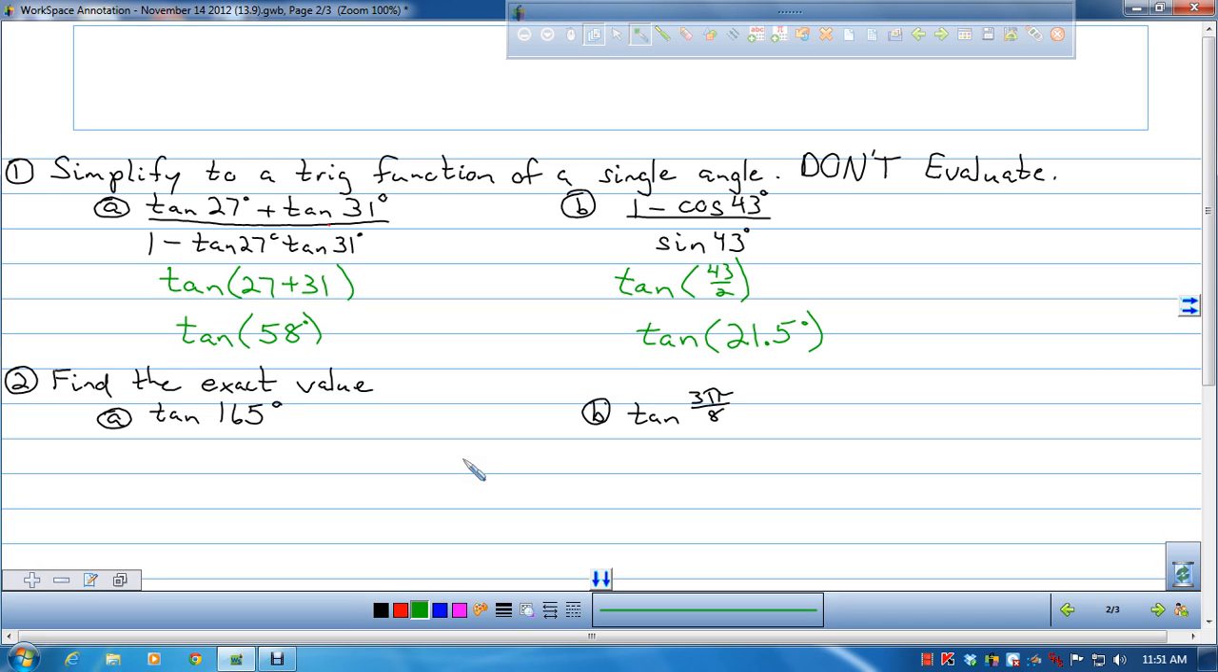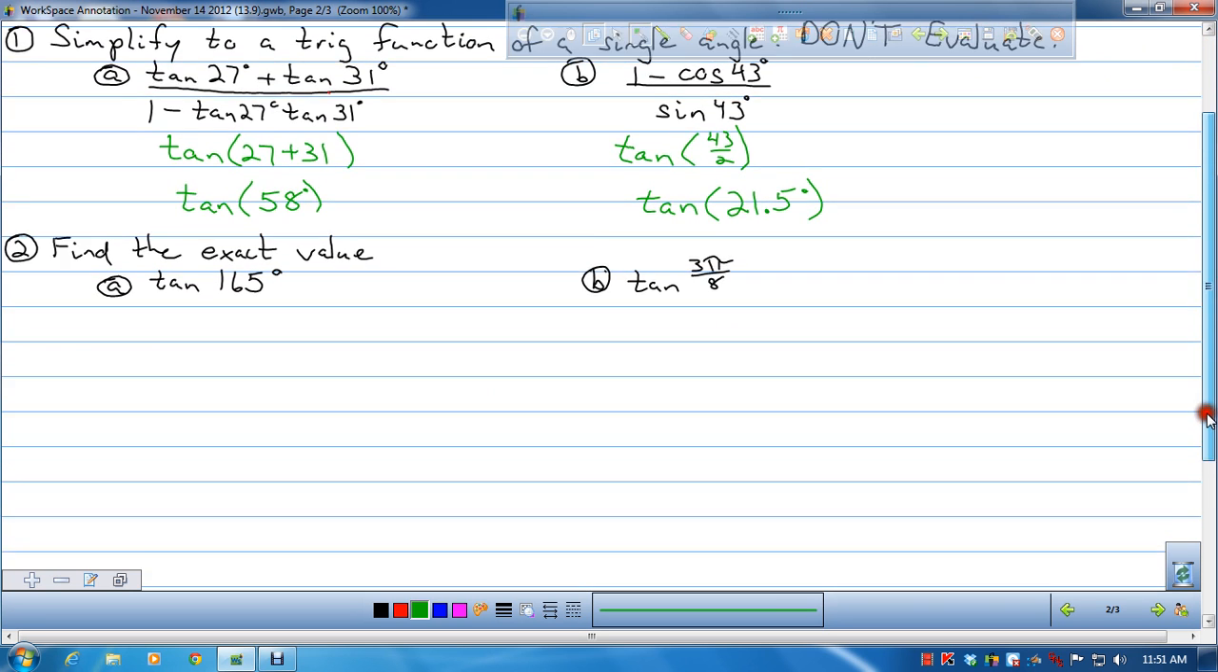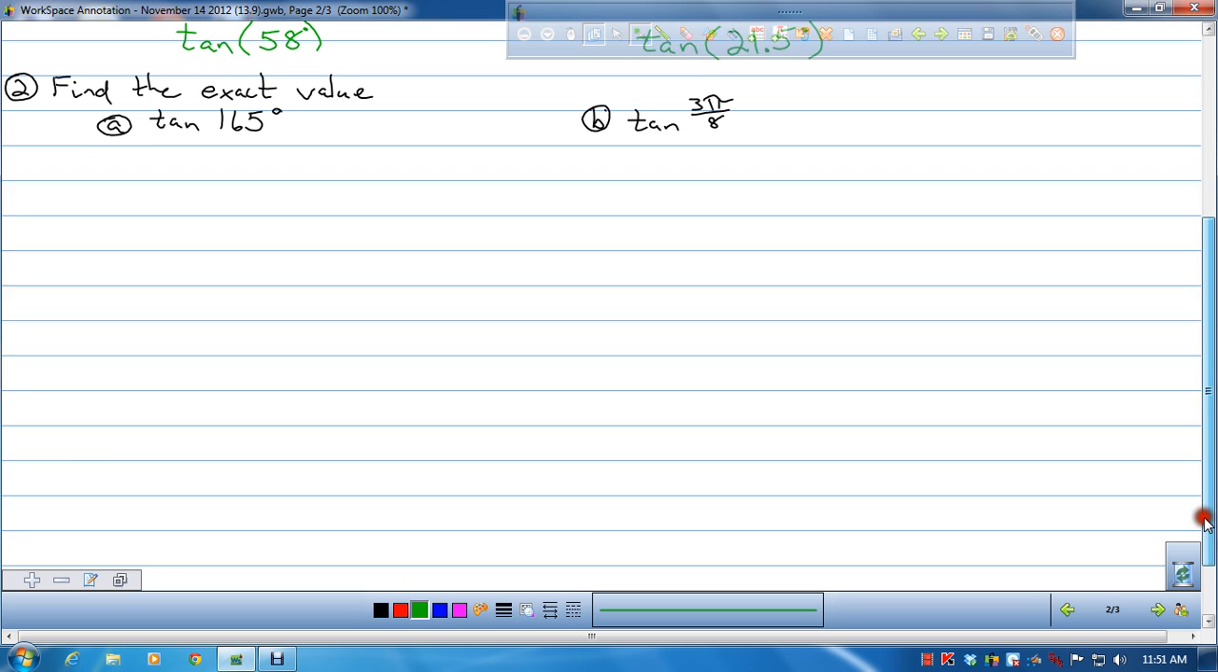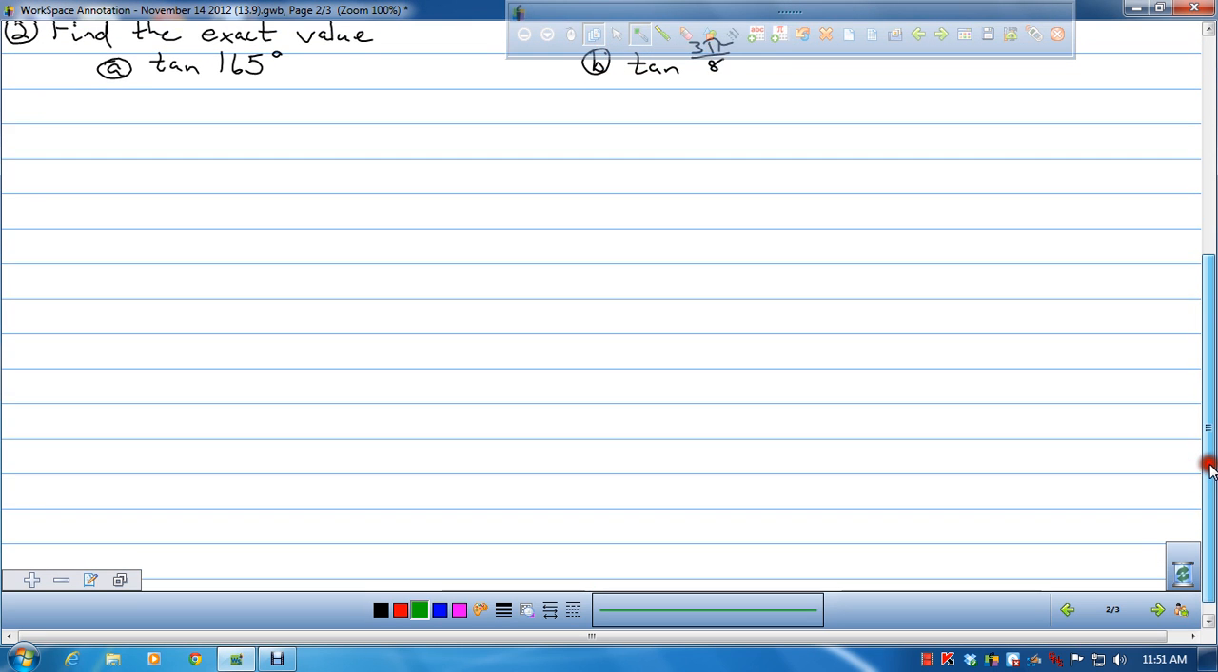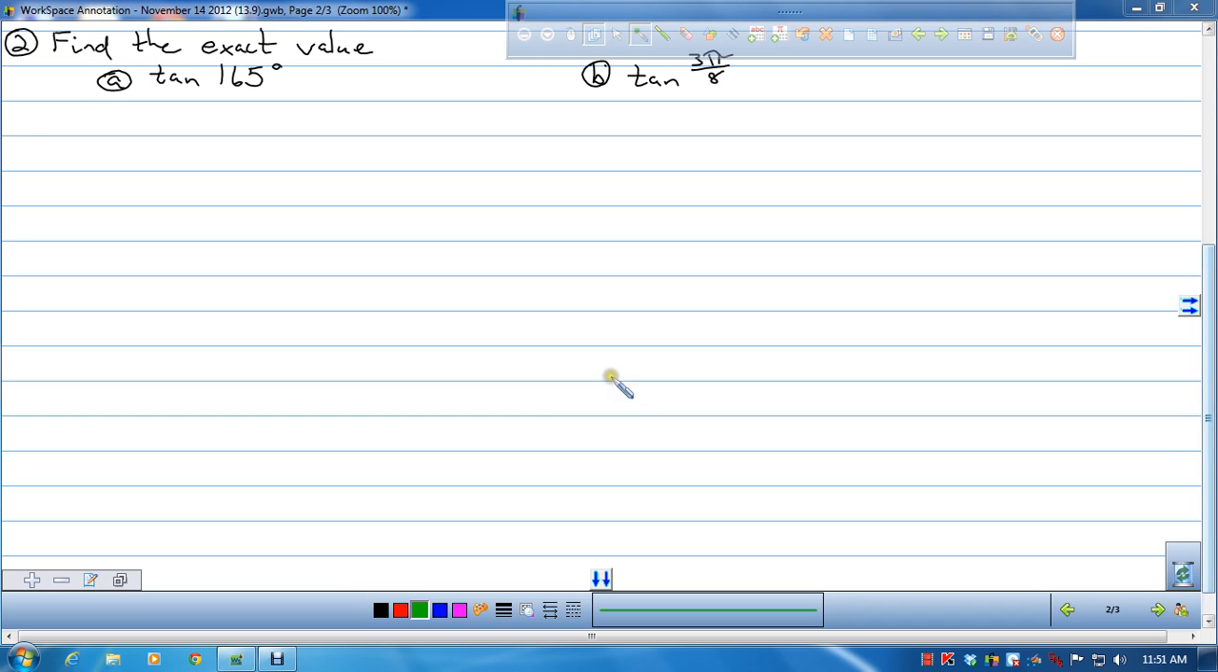So let's go ahead and find the exact value of a couple problems here. So finding the exact value of the tangent of 165. Well, first I need to establish what values I'm going to use. What am I going to add angles together? Am I going to subtract? Am I going to double an angle or take a half angle?